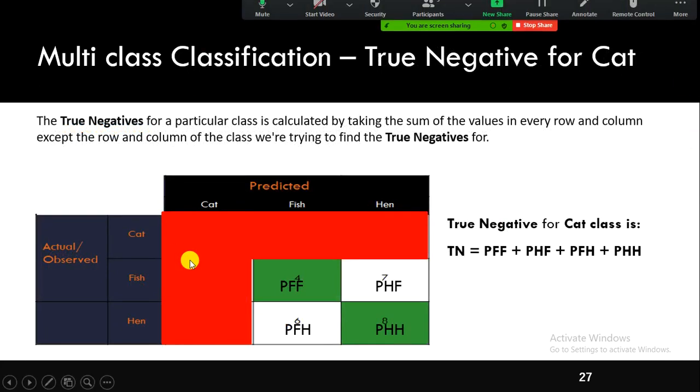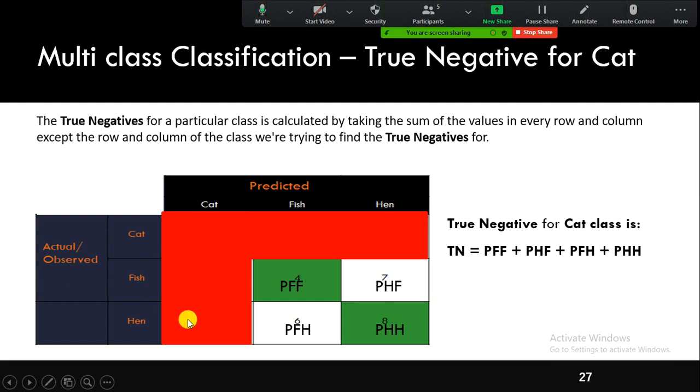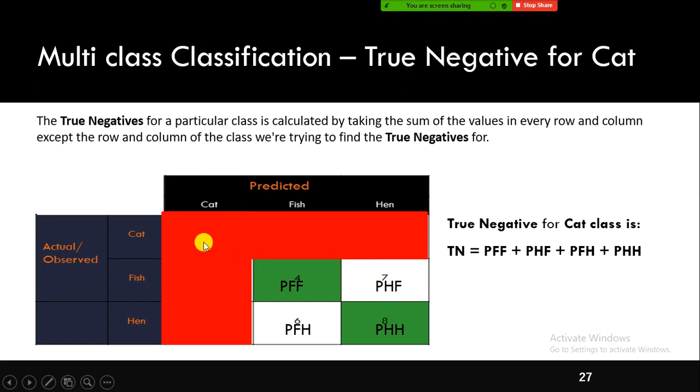You know very well, it's very simple. This is false positive, this is my false negative, and the rest of them are true negative. The green colored ones are true positive. For the cat class, this is true positive, this is false positive, this is false negative. The rest of them are my true negatives. So true negative is the addition of all these four values.